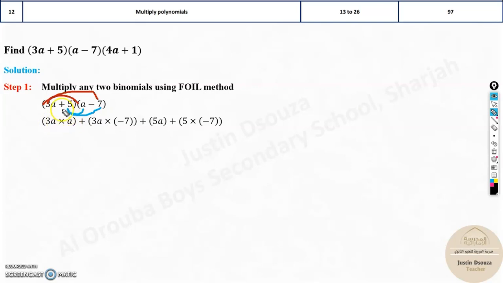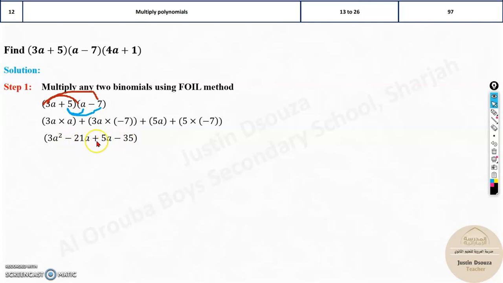3 times a, sorry, that is not the answer. That is the method to solve. It's 3a times a, 3a times minus 7. Don't forget the sign. 5 times a, that will be 5a, and 5 times negative 7. Now you need to just simplify. A times a is a squared. This becomes 3a squared. 7 times 3 is 21. Negative sign prevails. A will remain. 5a minus 7 times 5 is 35.